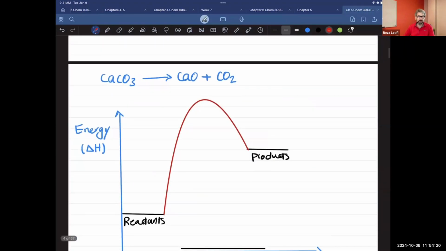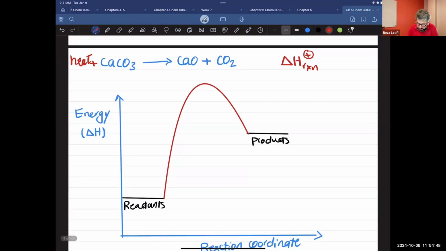And next reaction, we have calcium carbonate. We're turning it to calcium oxide plus CO2. And delta H for this reaction is going to be positive. What does it mean? It means heat is entering the system. So I'm going to write the heat on the left side. We are adding heat to the reaction.